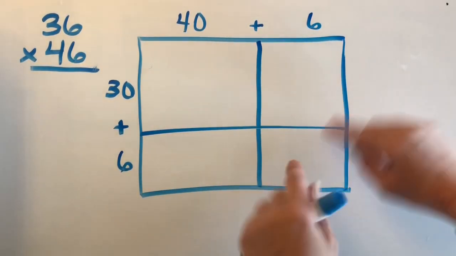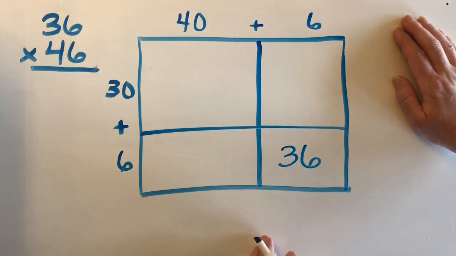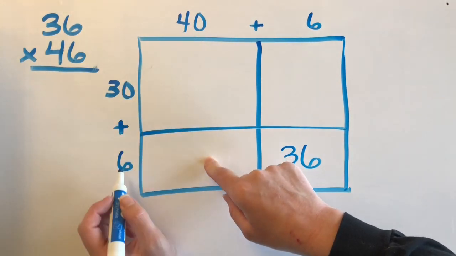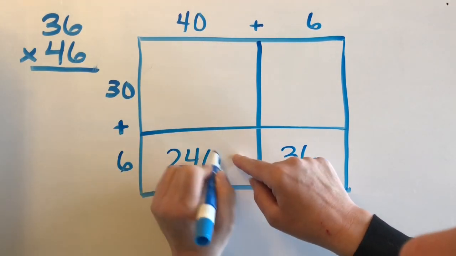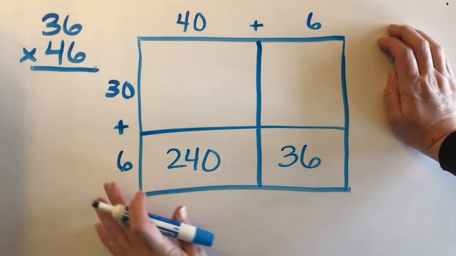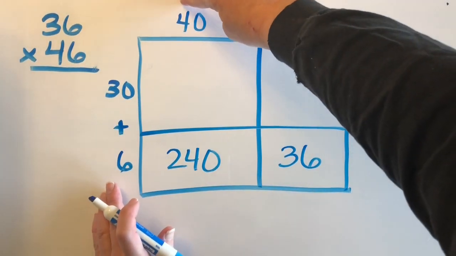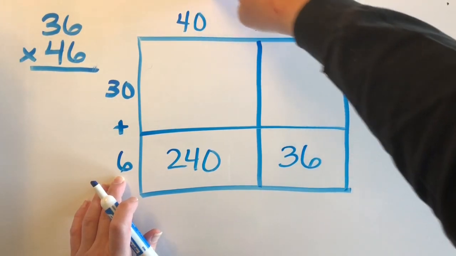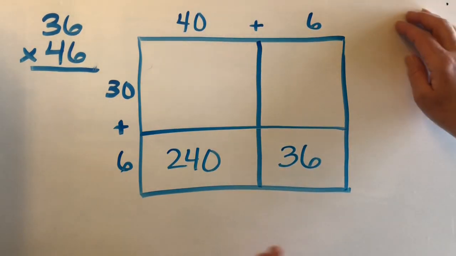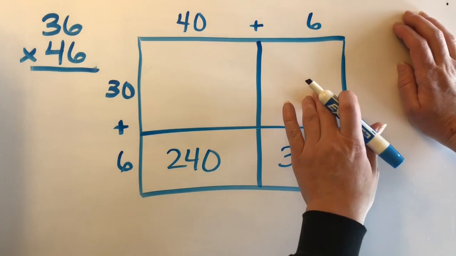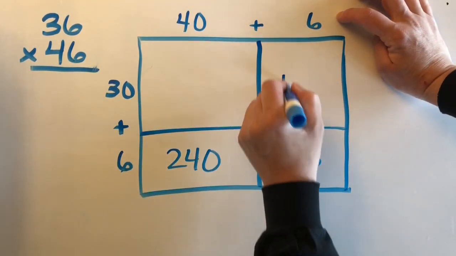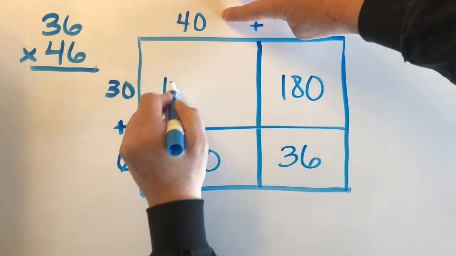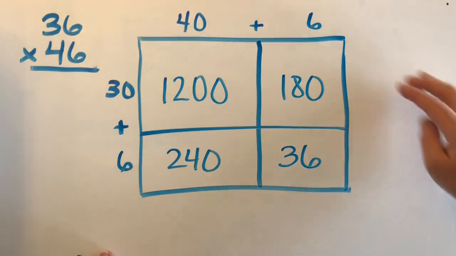So in this corner, it's 6 times 6, which is 36, and then 6 times 40. I'm going to save that 0, so 6 times 4 is 24. I add the 0 back, it's 240. And why I can do that is it's actually 40, or 4 tens. So 6 times 4 is 24, and then since it was in the tens, it'd be 24 tens, which would make that 240. Then we go over here, 30 times 6, again, save the 0. And you get 180, and 30 times 40, save the 2 zeros, and you get 1,200.